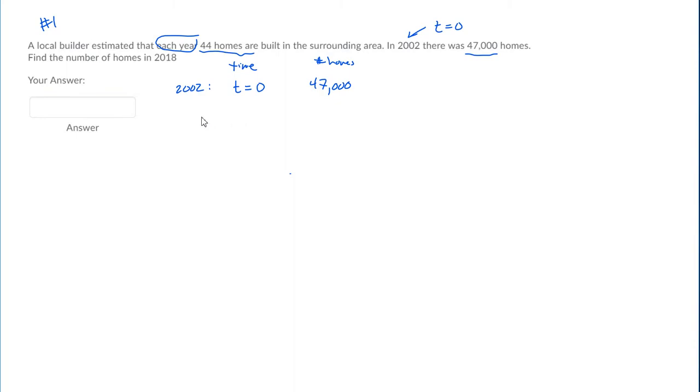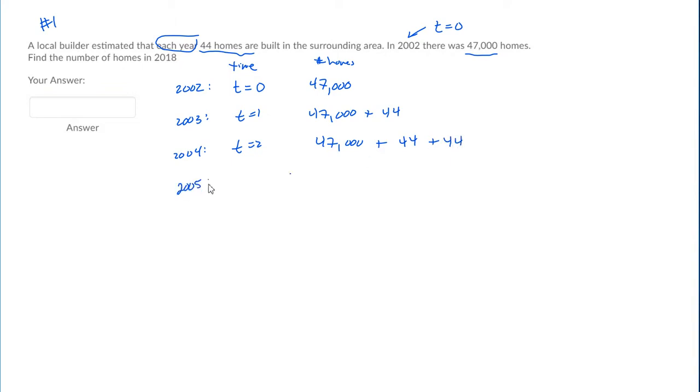Now, what about at time 1? So in 2003, which would, of course, be year 1, we're going to have 47,000 plus we're building 44 homes. Of course we can just add that together, 47,000 and 44 if we want, but I'm just going to leave it like this so you can see where things are coming from. In 2004, at time 2, we're going to have 47,000 plus 44, that's from last year, plus this year we're building a new 44 homes. Let's go one more year.